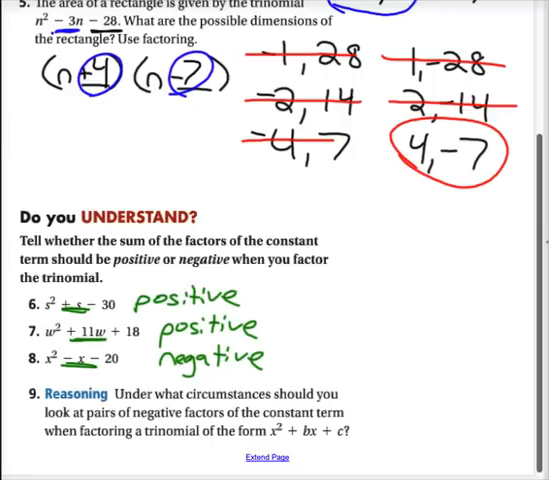All right, and then for our reasoning, under what circumstances should you look at pairs of negative factors of the constant term when factoring a trinomial of that form? Now, this is something we've already discussed, so I'm going to leave this as food for thought for you. So we have those couple of things we're going to wrap up together as a class. So I'm leaving you with thinking about number 9, okay? So we can begin class with a conversation of that.